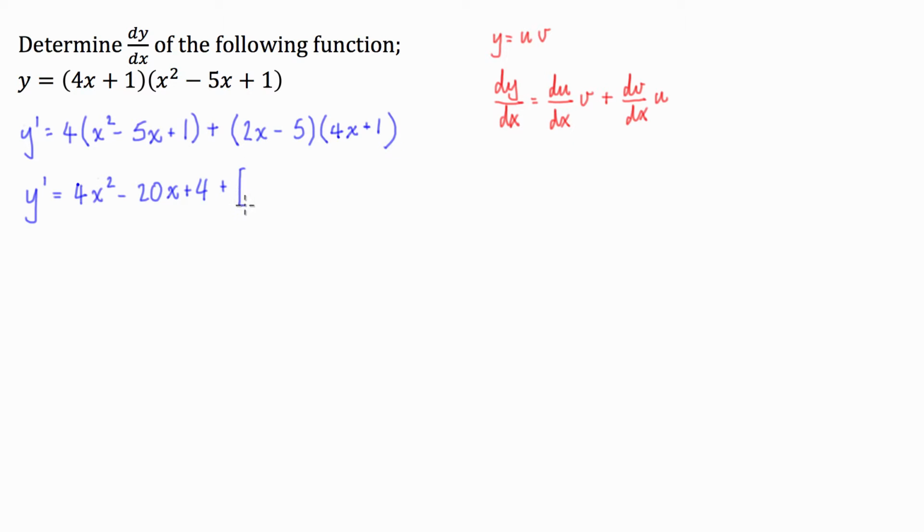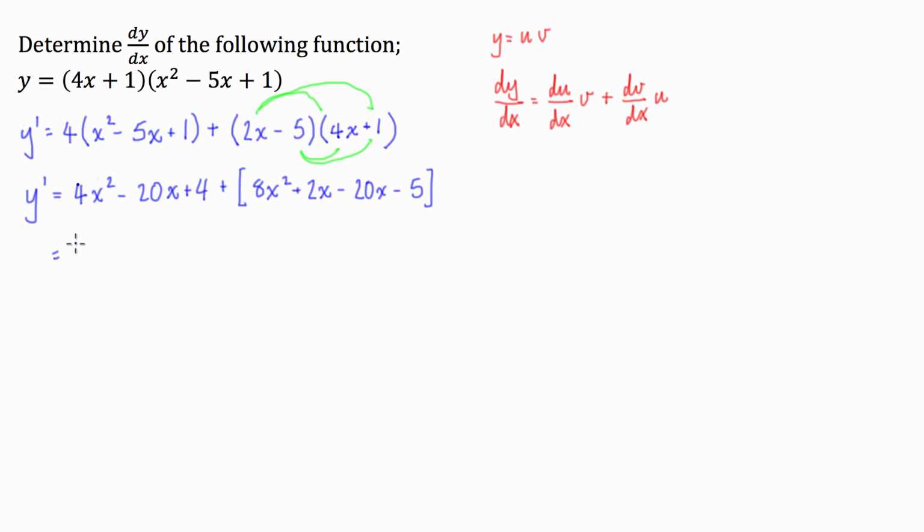Then we're going to add that to, now we have to multiply out this second bracket. Now we're going to use, I was taught the FOIL method, which is like first, outside, inside, last, to multiply this thing out. So 2x times 4x is 8x squared. 2x times 1 is simply plus 2x. Negative 5 times 4x is minus 20x. And negative 5 times 1 is negative 5. Cool.